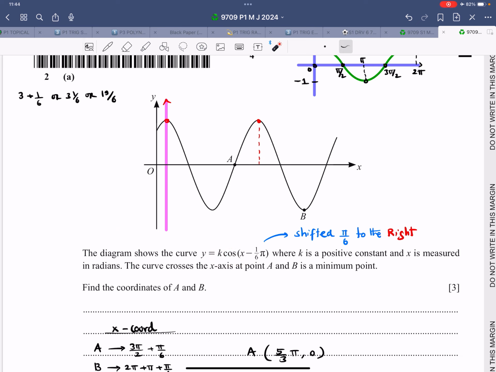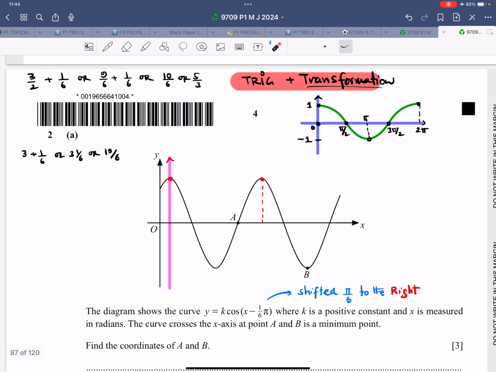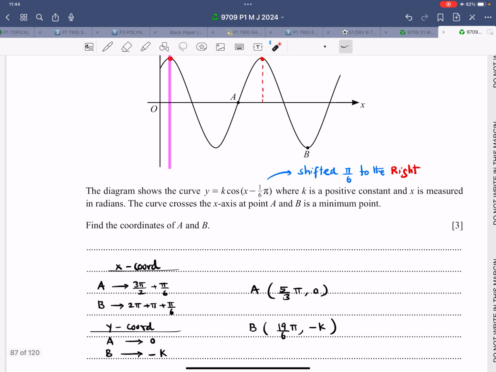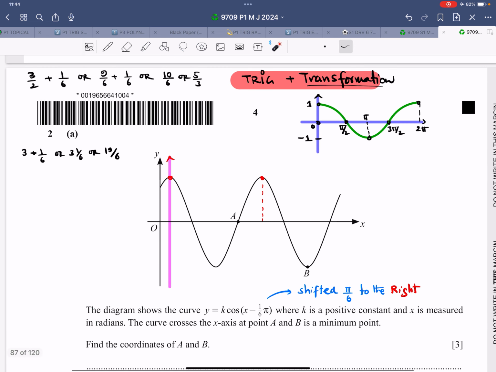That's the first. k is a positive constant. That means the graph is drawn just like this, just like a normal cosine graph. It's not upside down. x is measured in radians. The curve crosses the x-axis at point A and B is a minimum point. Find the coordinates of A and B.